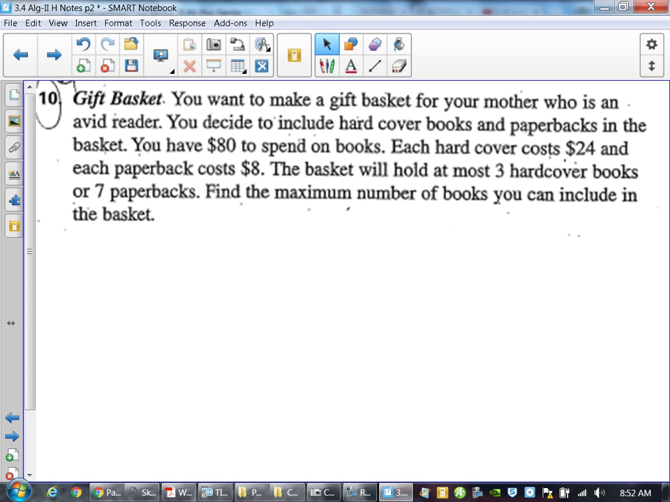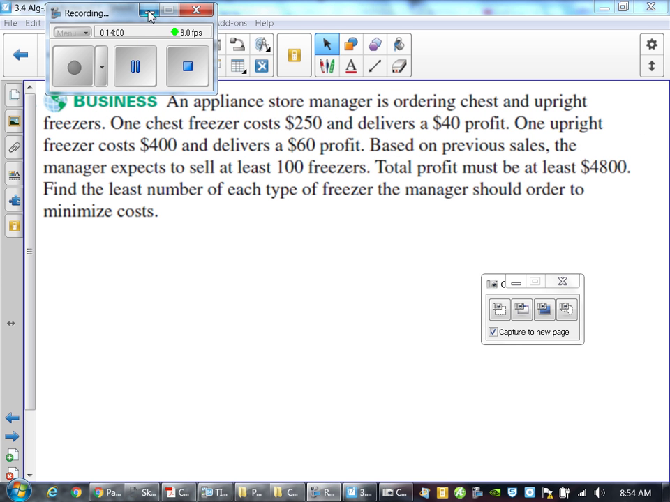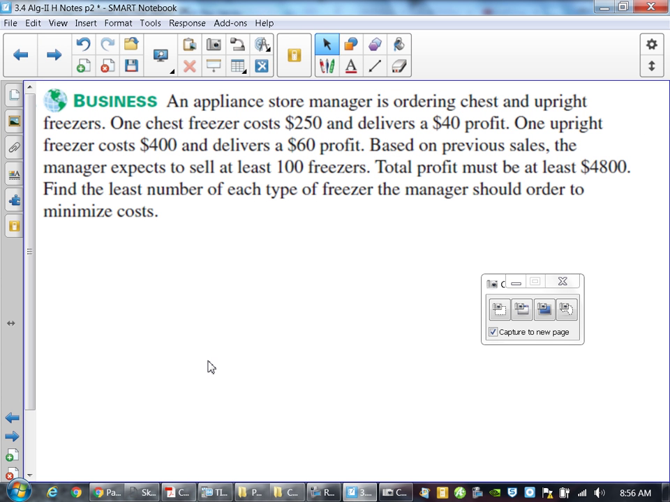Let's take a minute and go ahead and read through this one. I'll kill the light here. Oh, scratch that one. All we've been doing is trying to maximize profits. In this instance, if we're going to minimize cost, that's our objective function. So we have to pull up the information that talks about cost. A chest freezer costs $250. An upright freezer is $400.